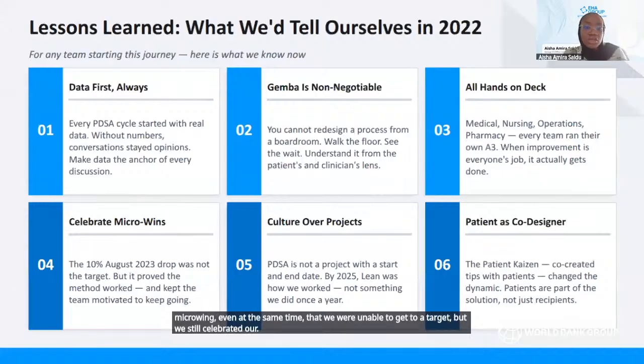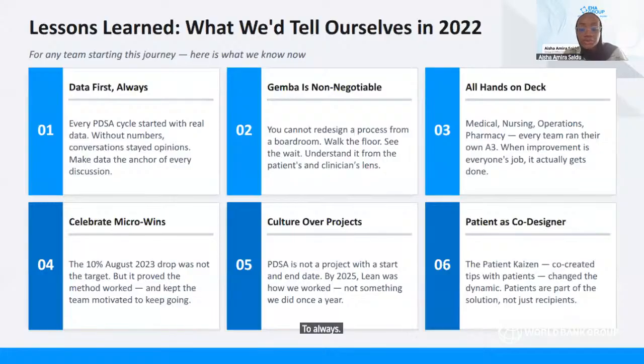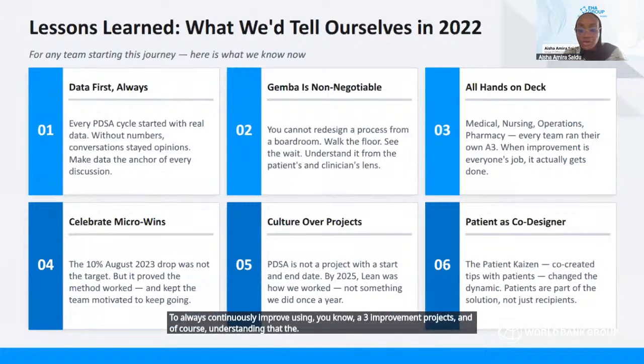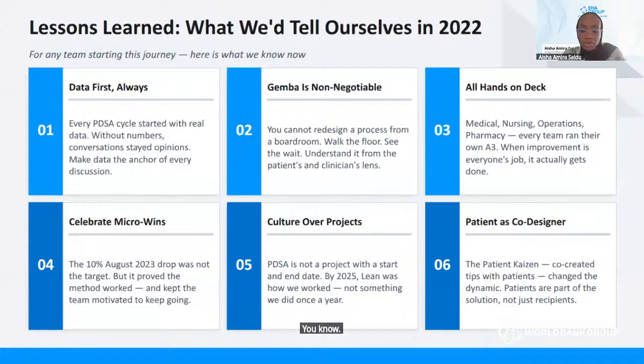And of course, that culture of continuous improvement is very important. Now, because we run a lean operating model, it was easy for us to embed this into our staff to always continuously improve using A3 improvement projects. And of course, understanding that the patient is at the forefront. The patient is who we are designing it for, and we have to always ensure that the patient's feedback is also embedded in our design, as much as possible.